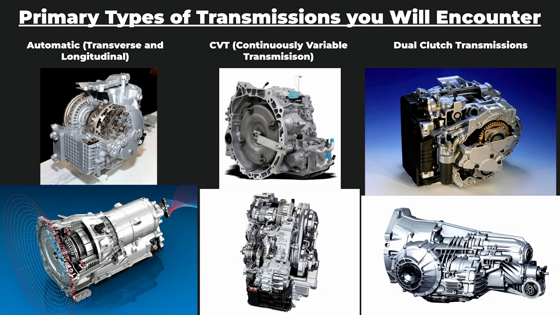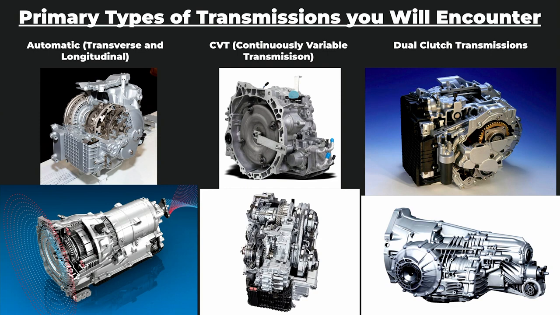Here are some of the different types of transmissions that you may run across in your day-to-day operations working on vehicles. On the far left, we have automatic transmissions, which are what we conventionally would perceive as an automatic transmission. Maybe like the first automatic transmissions, what people think of in the purely hydraulic sense before electronic controls came along. We've got a transverse transmission in the top left here. Just below that, we have a longitudinal transmission, which is a fully automatic.